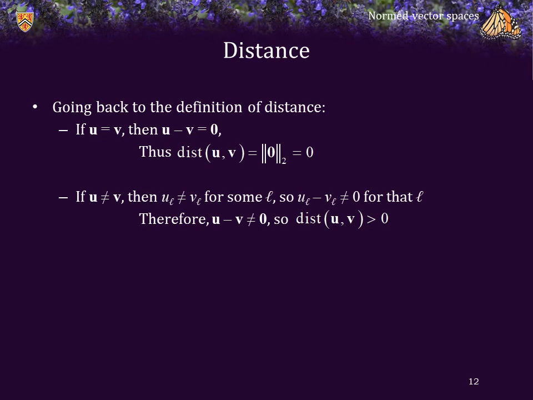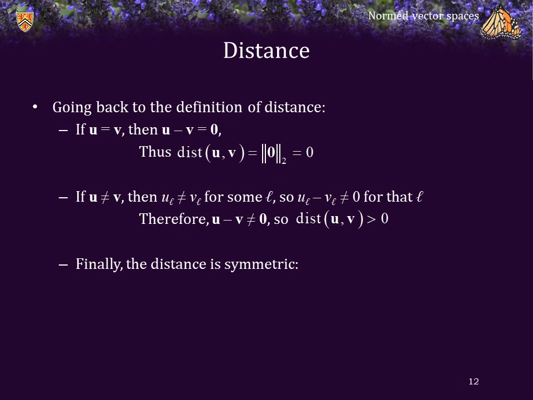and therefore the distance between u and v must be greater than 0. So, the distance between two vectors is equal to 0 if the vectors are equal, and if the vectors are unequal, the distance must be strictly greater than 0. Might be small, but it's not 0.